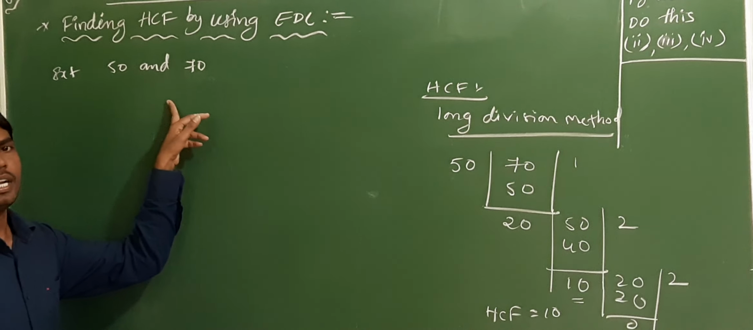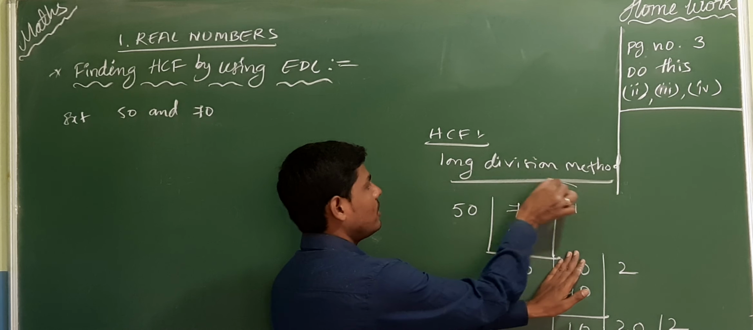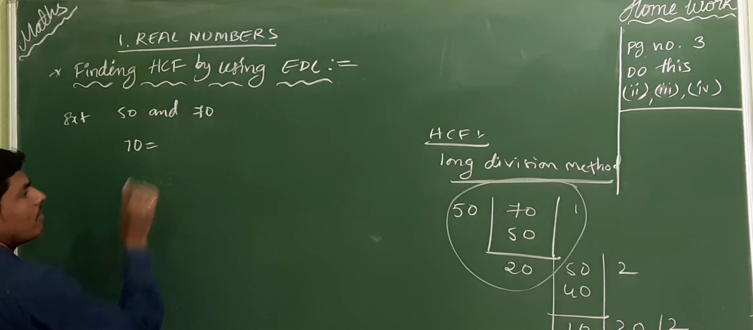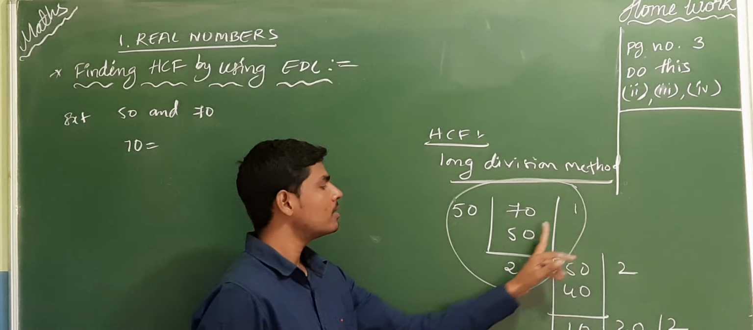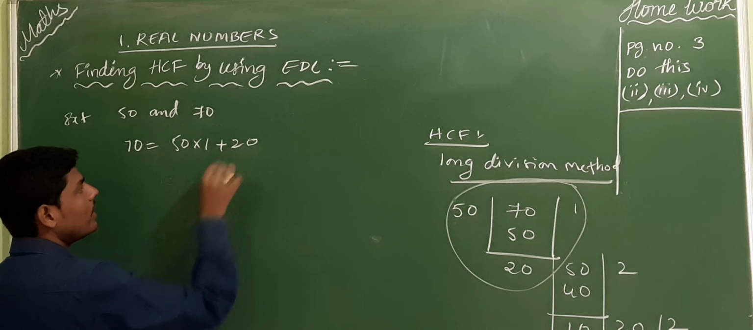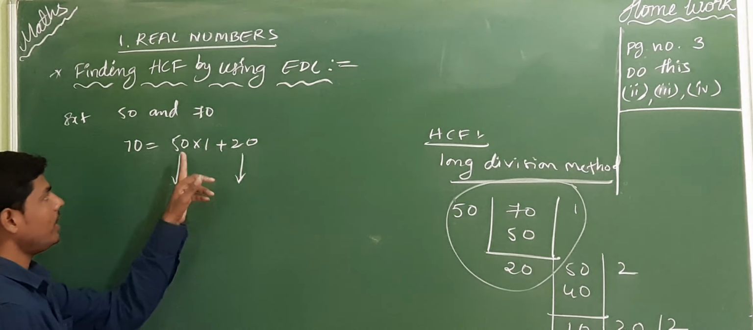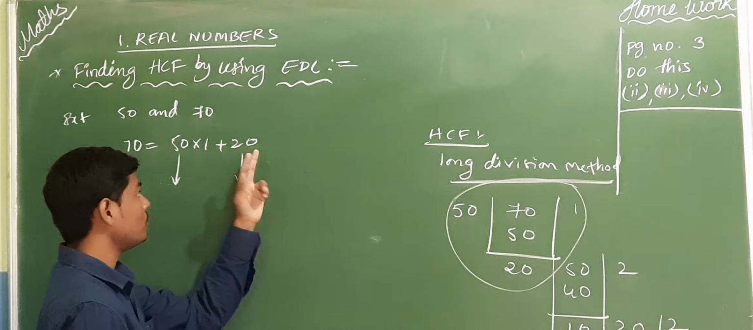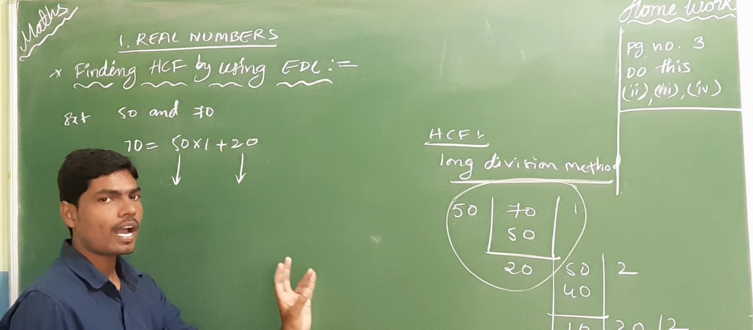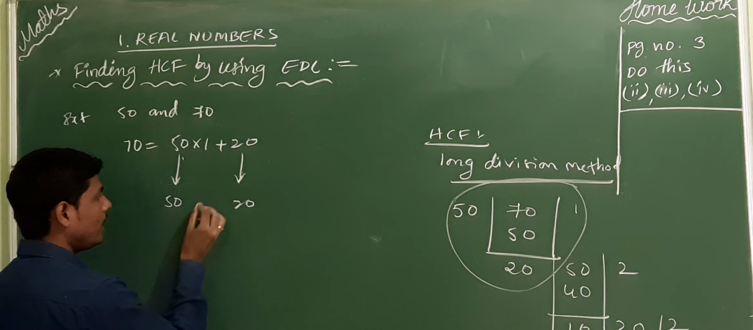Now here, in Euclid division lemma, follow these steps one by one. This is the first step: 70 is equal to 50 into 1 plus 20. Now, we are taking this 50 and this 20. 50 is the divisor, 20 is the remainder. We should focus on these two only, the divisor and the remainder. So 50 drop here and 20 drop here.